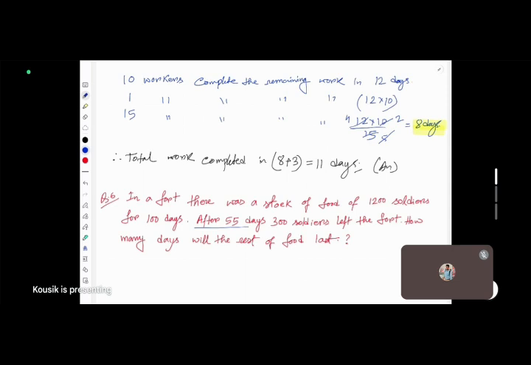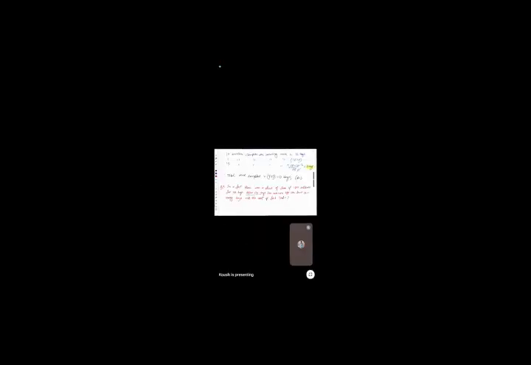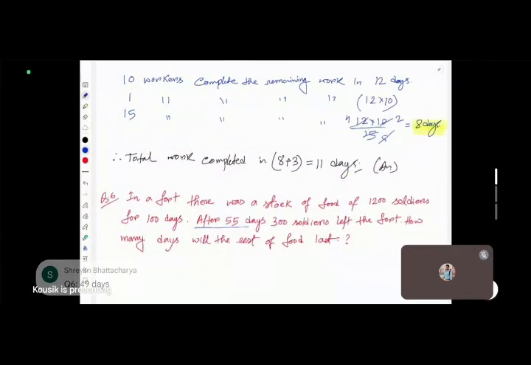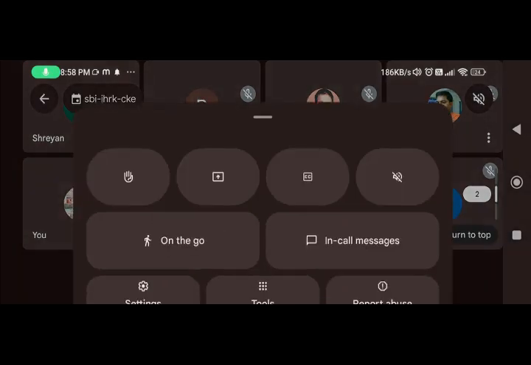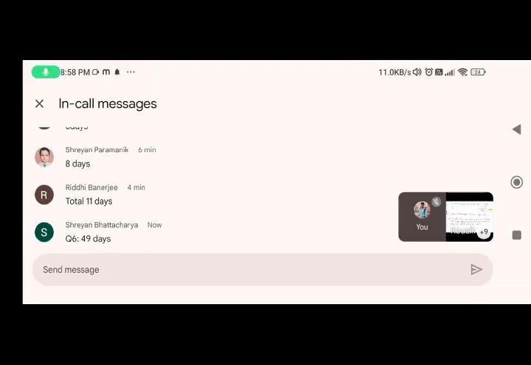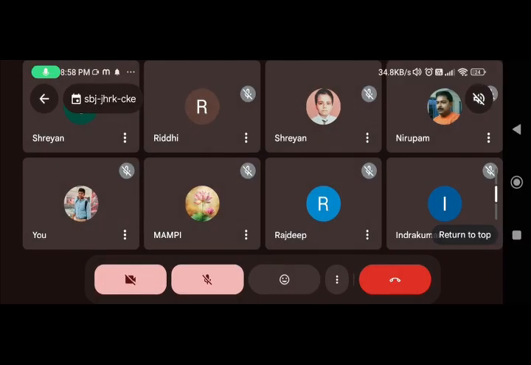স্যার আনসারটা লিখে দেবো? লেখো লেখো। স্যার ঠিক আছে। দাঁড়া এক সেকেন্ড দেখছি। না রে বাবা হলো না। 49 days হবে না?